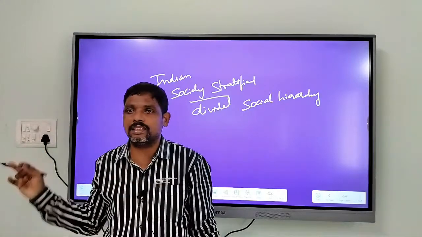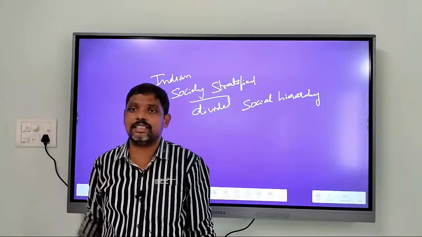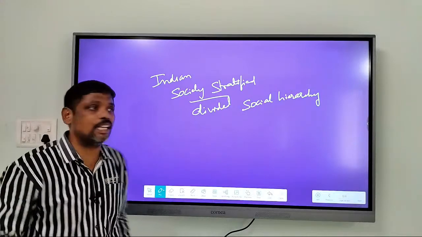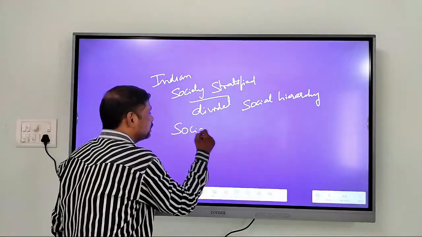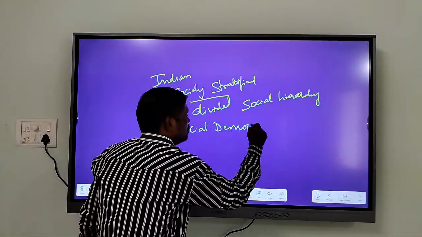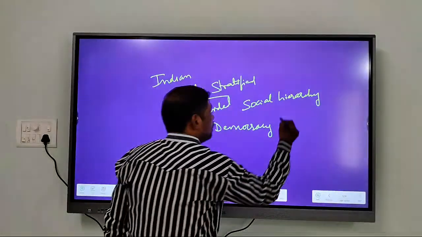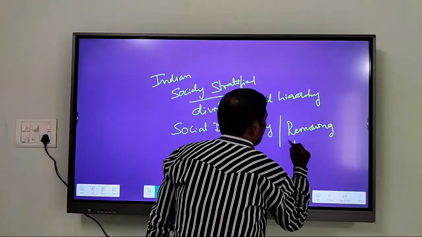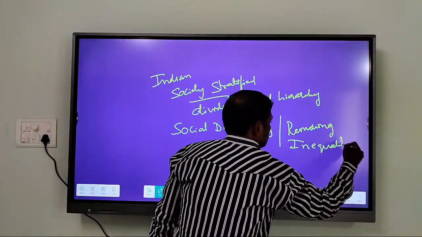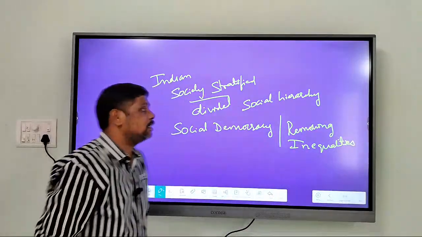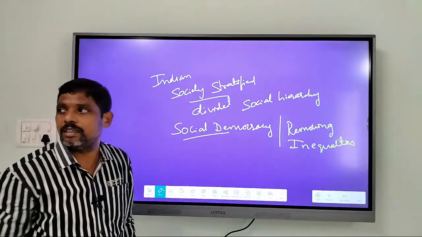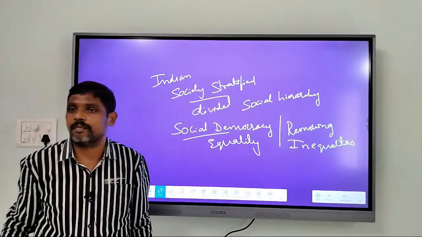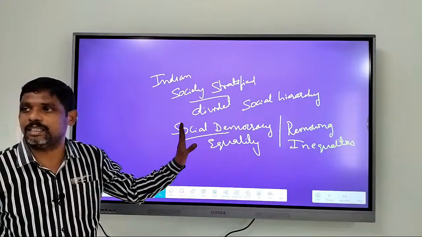These are not my words. These were clearly said by Ambedkar in the Constituent Assembly when there was a debate on this. So, social democracy requires removal of inequalities. Social democracy is not possible without removing inequalities. Without removing inequalities, equality is not possible. Am I clear? Alright, so this is what social democracy means.